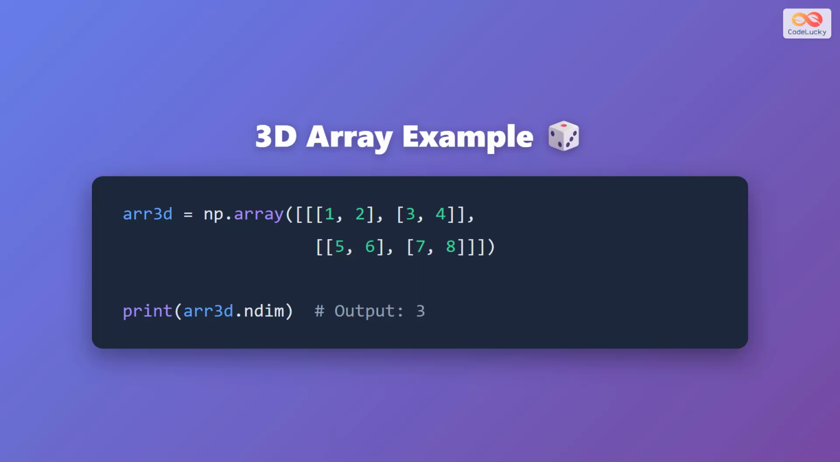For a three-dimensional array, the structure becomes more nested. We create arr3d with multiple levels of brackets. This array contains two 2x2 matrices stacked together. The first matrix has 1, 2 in the first row and 3, 4 in the second row. The second matrix has 5, 6 in the first row and 7, 8 in the second row. Printing arr3d.ndim returns 3, confirming we have a three-dimensional array.